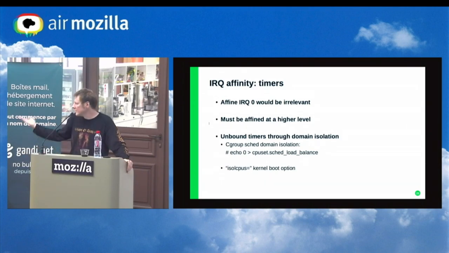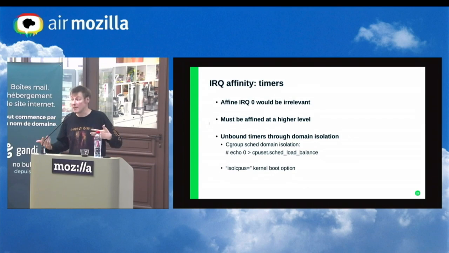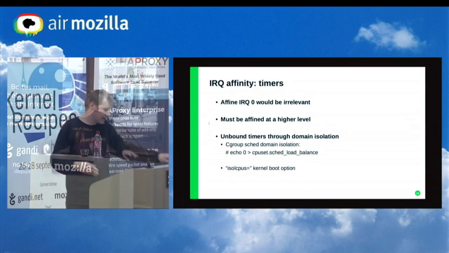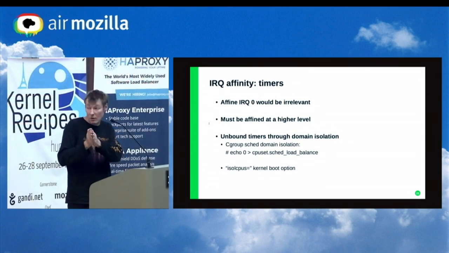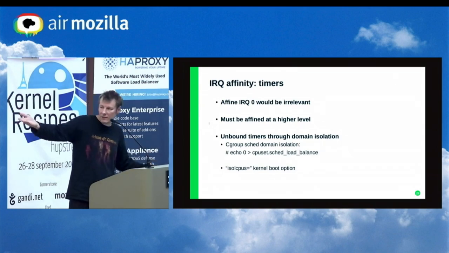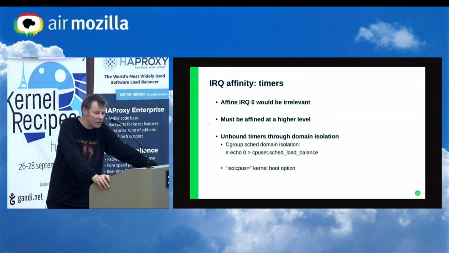Like for tasks and RQs, we have unbound timers, so timers which are not affined to any special CPUs. But we don't have a real interface to move those timers to a specific CPU, except if you use the domain isolation. So here this is through cpuset. There is this file called sched_load_balance, which basically isolates a set of CPUs from the domains. And the isolcpus kernel boot option does roughly the same.